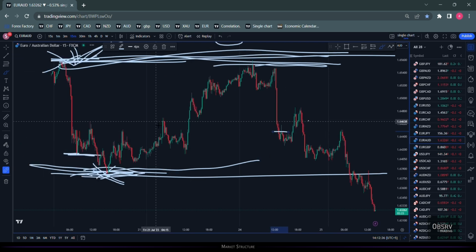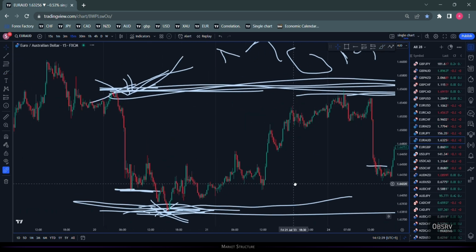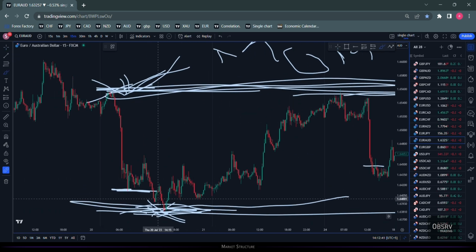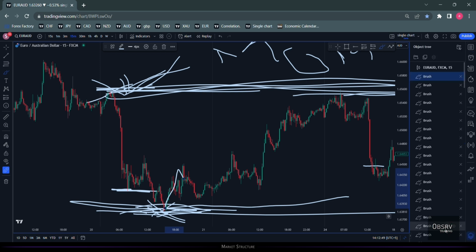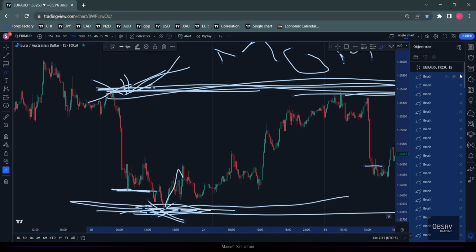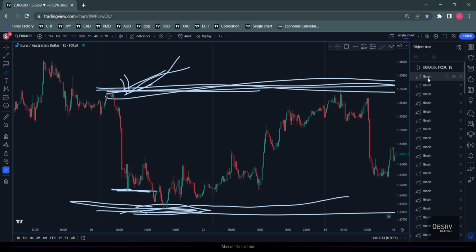A quick question for you guys: is this the pullback that has started? Like let me clear all these brushes first. I'm so sorry. Okay, hold on. Let me clear all of these brushes.